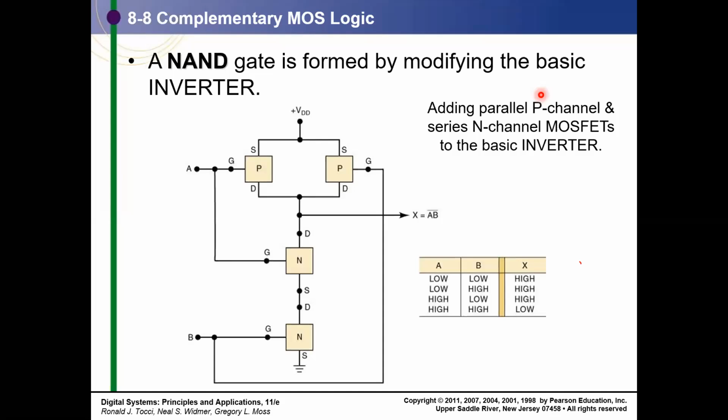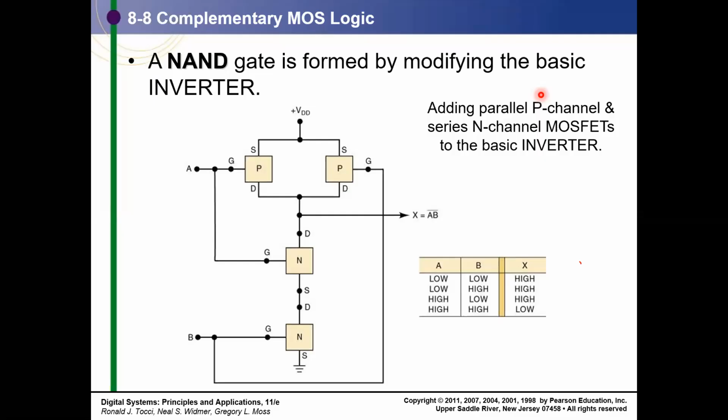Now, let's come to two input gates. The basic two input gates are available in CMOS. Every technology has two input gates, but in CMOS technology, an inverting gate is the basic structure. So the inverting gate means you can have NAND, NOR.